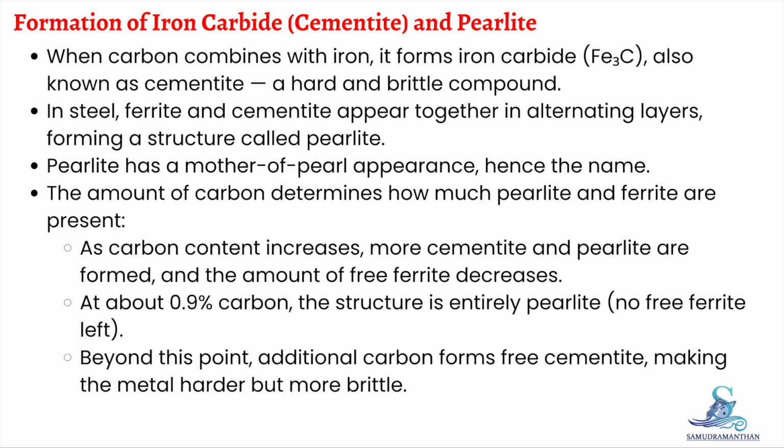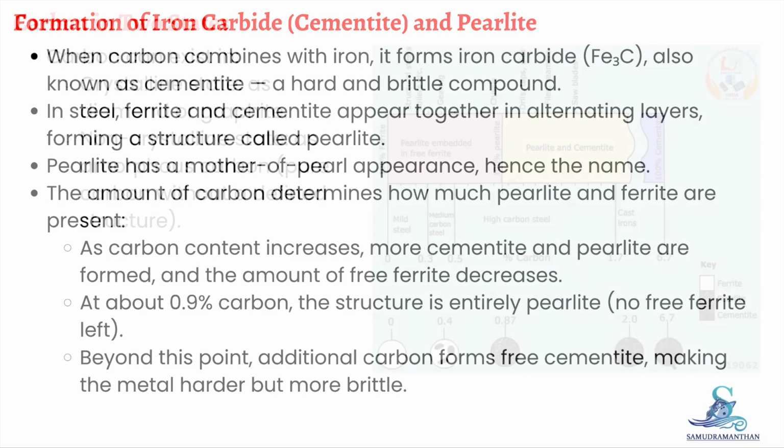decreases. At around 0.9% carbon, the structure becomes entirely pearlite, with no free ferrite remaining. If carbon increases beyond this, free cementite appears, which makes the metal harder but also more brittle. So, by controlling carbon, we control the balance between strength and ductility.